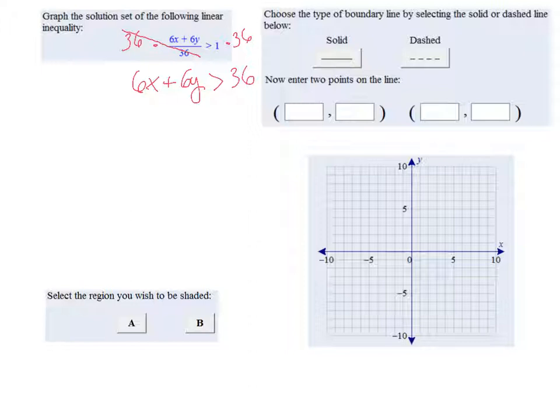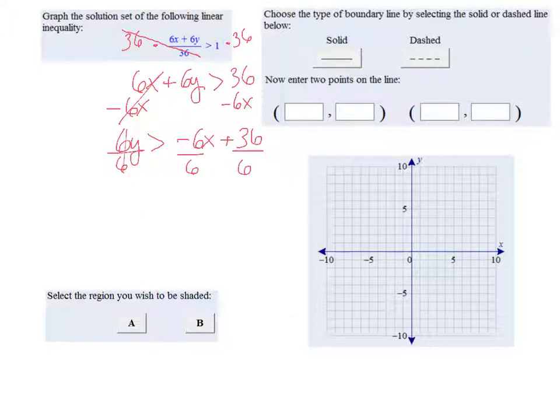That looks much more like what we've been working with, slope intercept form. Let's get the y by itself. I'm going to subtract my 6x. 6y is greater than, and I like to put the x term first, so -6x and then the positive 36. Divide everything by 6. That is not a negative, so I don't have to worry about switching my inequality. Reduces to -1x, which the software really prefers you not put that 1 and just write -x.